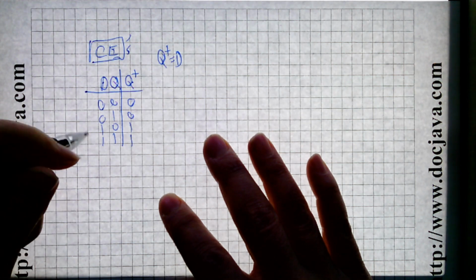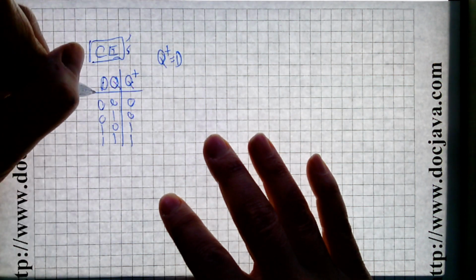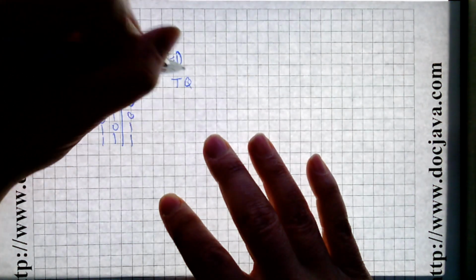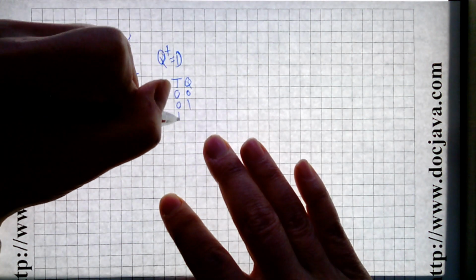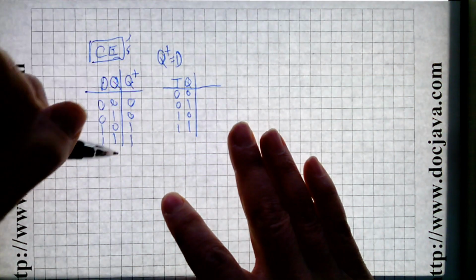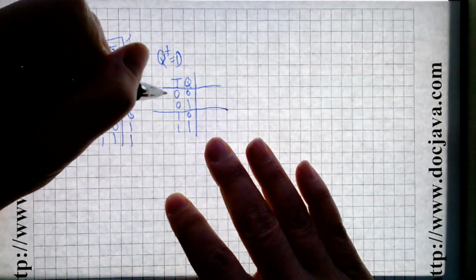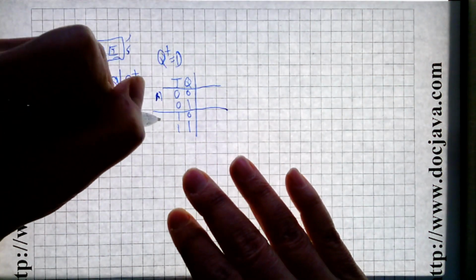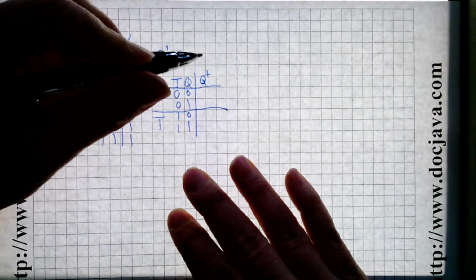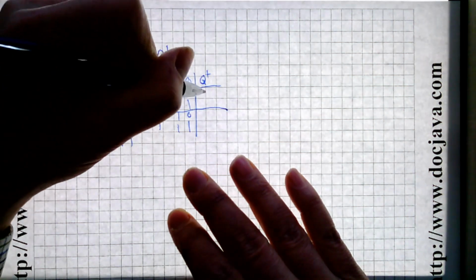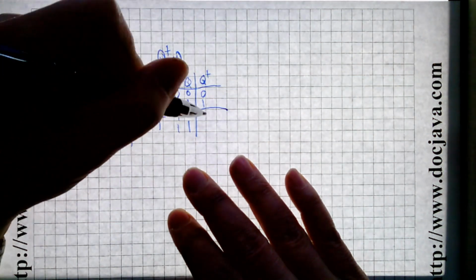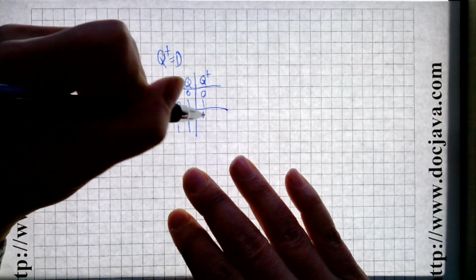Let's do it again. Only this time, what we're going to do is we're going to write T and Q. Now, in this case, it's in the hold state. In this case, it's in the toggle state. In the hold state, Q plus is the same as what it was from before. It's the same as the present state. In the toggle state, Q plus is going to alternate. It'll toggle.